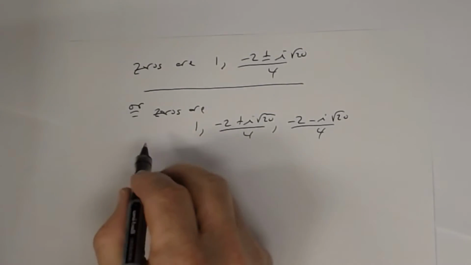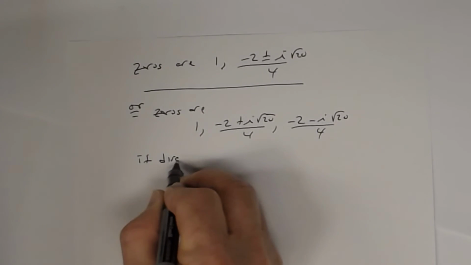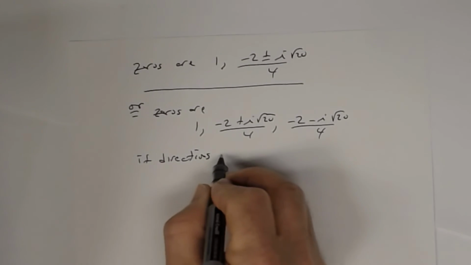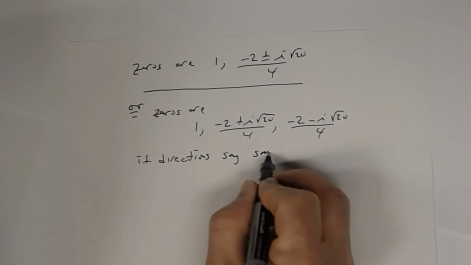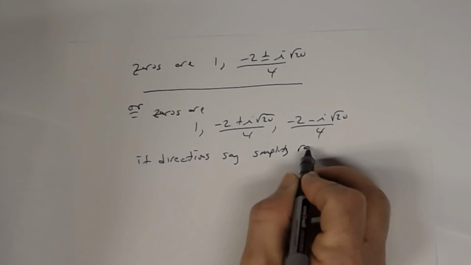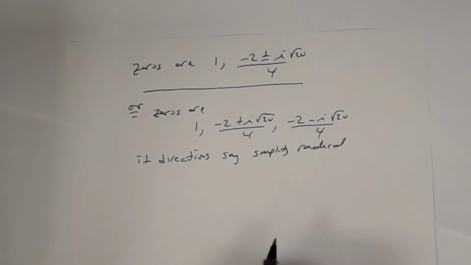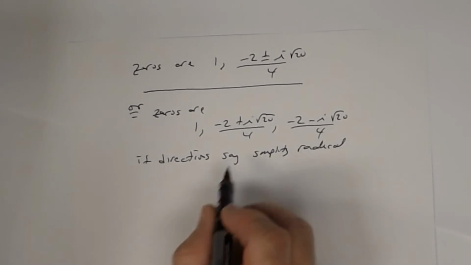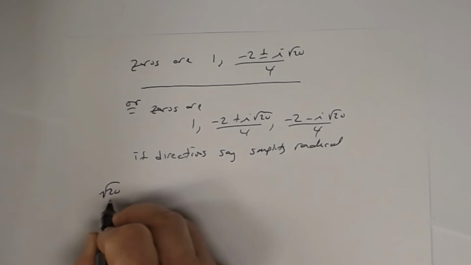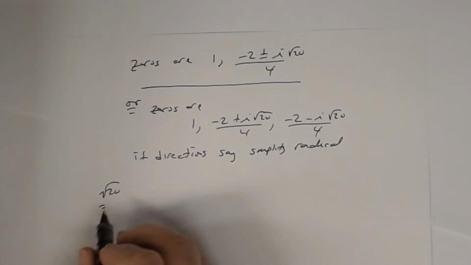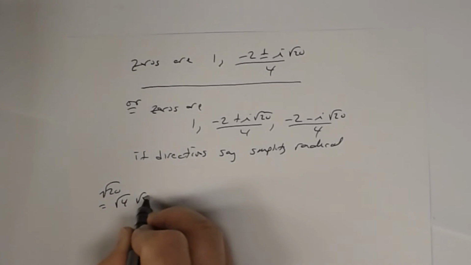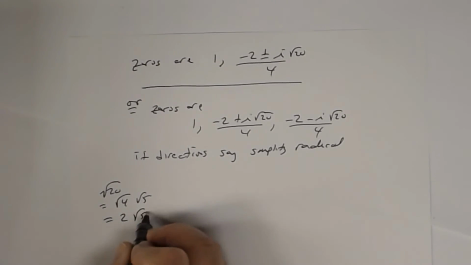All right, now if the directions say simplify the radical, let's go ahead and simplify the square root of 20 first. So square root of 20, the largest perfect square that goes into 20 is 4, so it'll be square root of 4 times square root of 5. Square root of 4 is 2, so you get 2 square root of 5.